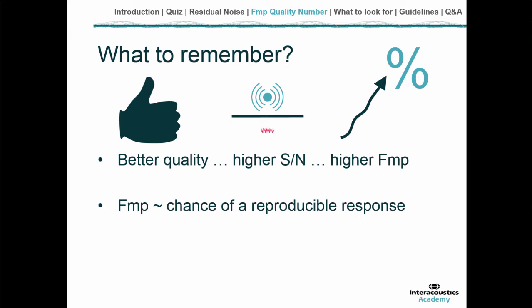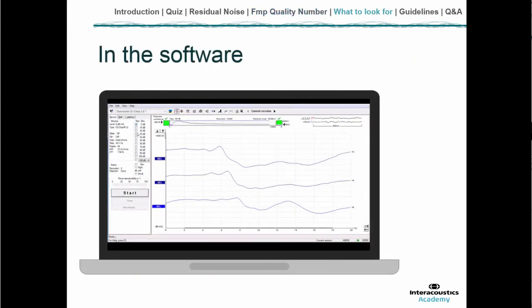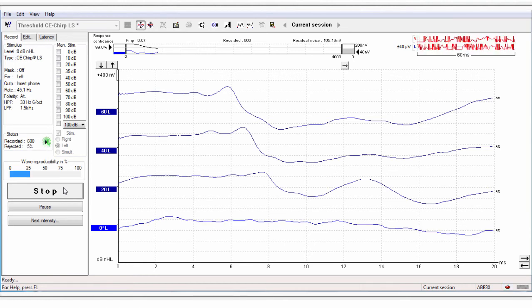Good. So, what do we look for in the software? I'm going to show you a small video. Sorry for that, I was muted for a second because when the video starts, that is what happens automatically.